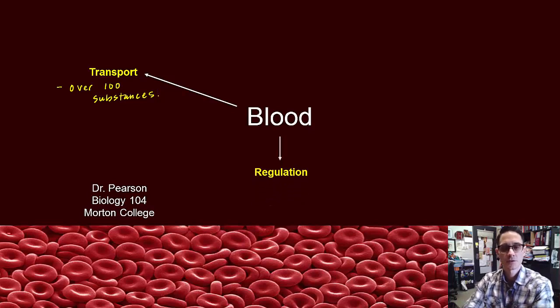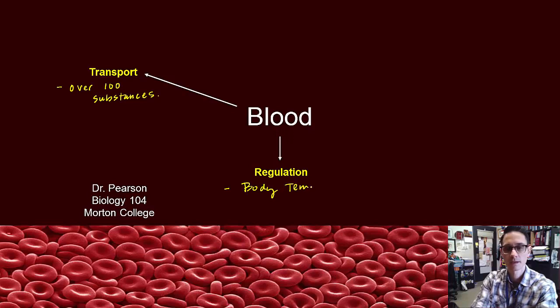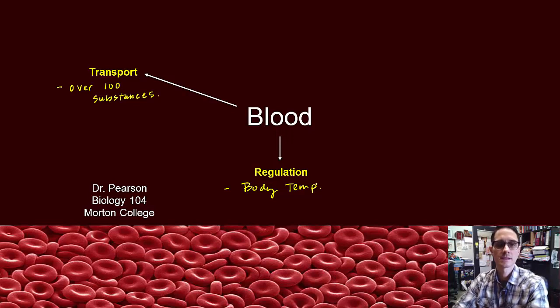Secondly, what does the blood do for us? Well, the blood is a regulator. So a regulator of what? Well, the blood can actually regulate our body temperature. Okay, so what do I mean by that? Well, if we get too warm, it's actually the blood that helps get rid of that excess body heat. The blood can carry that excess heat to the surface of the skin and allow it to dissipate through the skin tissues and eventually be released into the atmosphere.